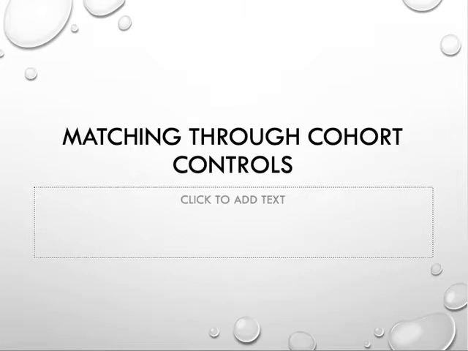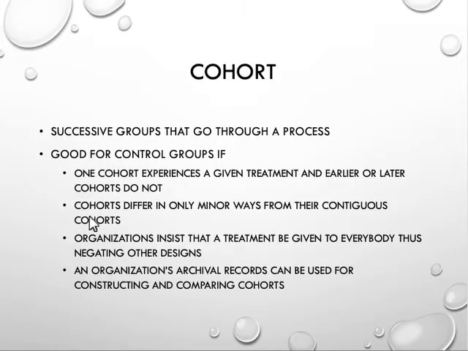Matching through cohort controls. A cohort is a succession of groups that go through the same process. It's good for control groups if one cohort experiences a given treatment and earlier or later cohorts do not.